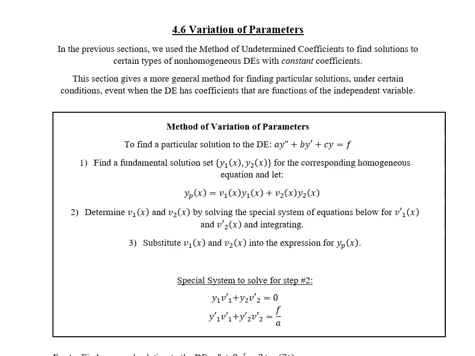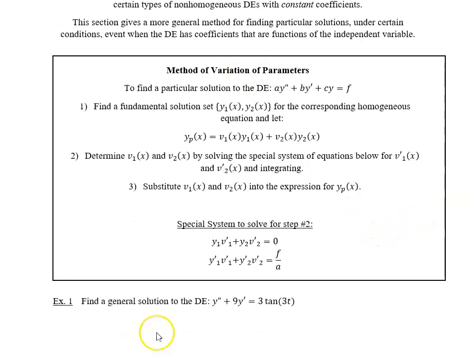So in the last sections, we looked at the method of undetermined coefficients, and that allowed us to find solutions for certain types of equations where we had a constant coefficient in the equation. This time, we're going to look at what to do when we have another function as the coefficient for the equation. So let's talk about the method first, and then we'll go through an example of it.